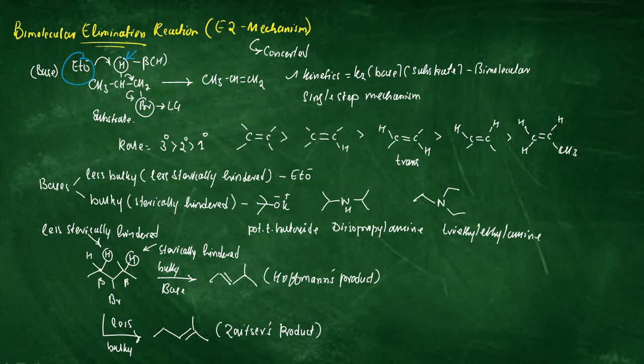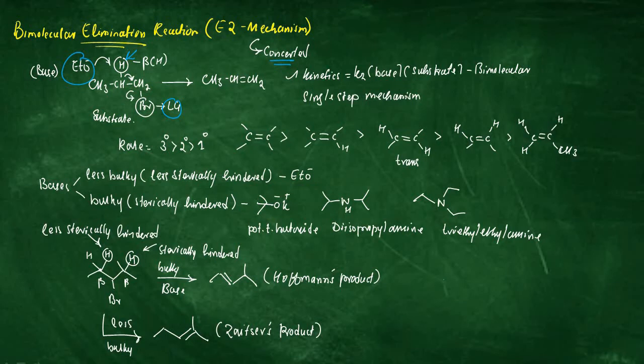This interaction expels the leaving group from the substrate and gives rise to formation of an alkene. The whole reaction takes place in a single step mechanism, which we call a concerted mechanism. We call it concerted because both the abstraction of the proton and the expulsion of the leaving group from the molecule take place in a single step to give rise to formation of the alkene.